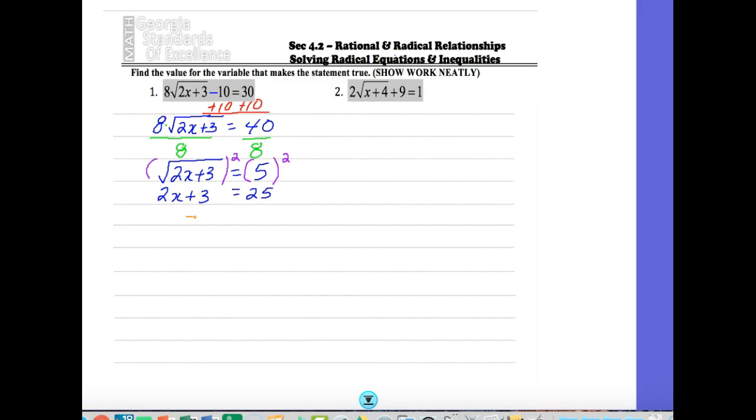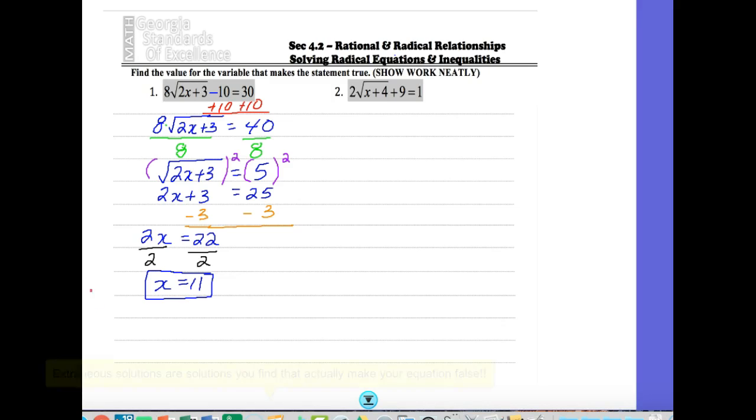We're going to subtract 3, I misspoke, sorry, from each side. So we subtract 3 from both sides, and we're left with 2x equals 22. And our last step here is to divide each side by 2. That's how we undo that multiplication. So we know now that x equals 11. That's our answer, but we should check this to make sure, in case we have an extraneous solution.